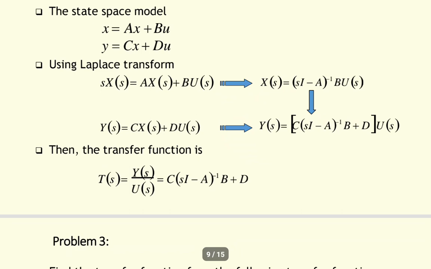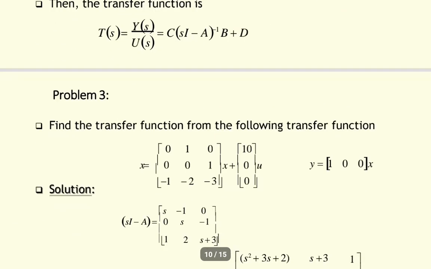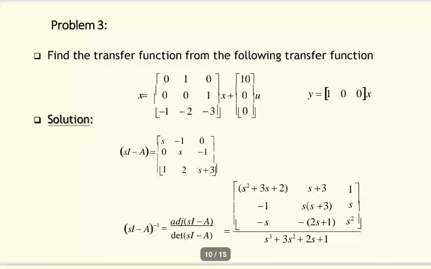This is valid for a SISO system, single input single output. If the system is MIMO, then C becomes C transpose only. The rest of the things remain the same. That means T(s) for a MIMO system will be T(s) = C transpose (sI - A)^-1 B + D.